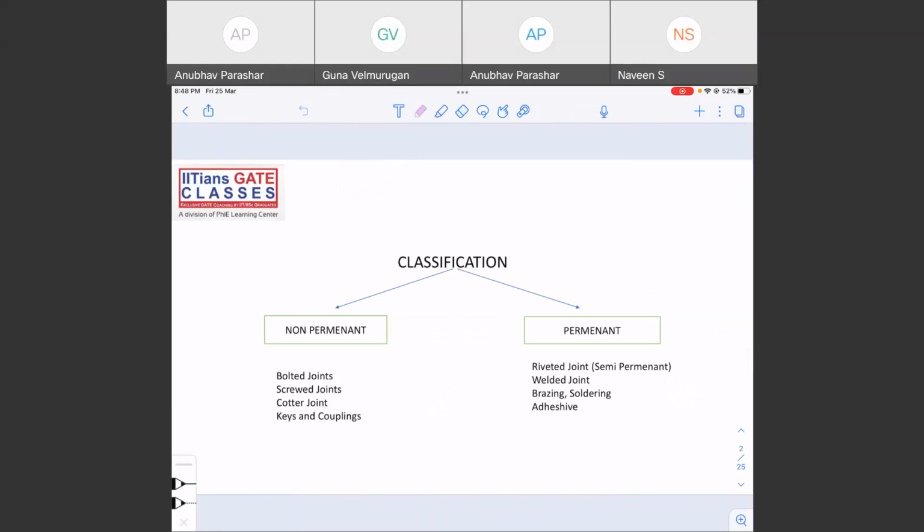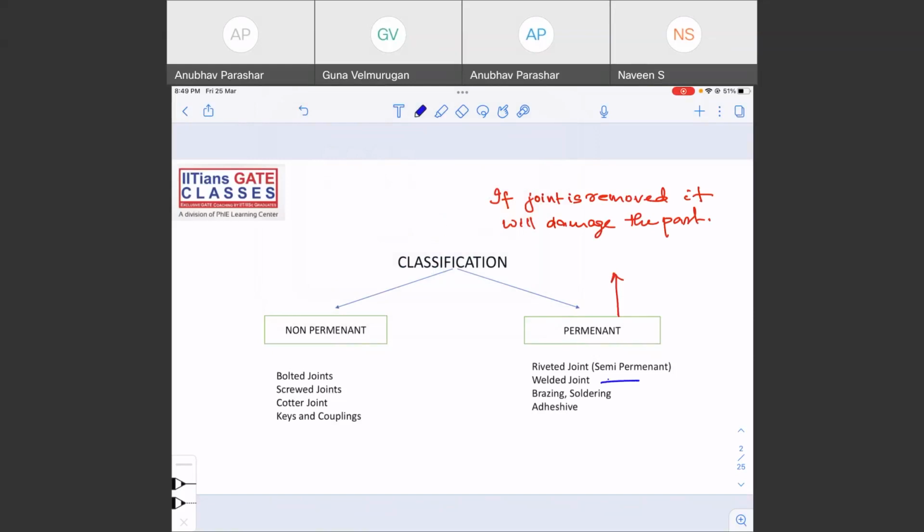Now let us classify joints. Let us start from the classification of joints. Joints can be classified into permanent and non-permanent. Let us try to understand the meaning of permanent and non-permanent. If I say permanent, it means if you try to remove the joint, it will damage the part. Whichever part was joined, it is going to cause damage to the part.